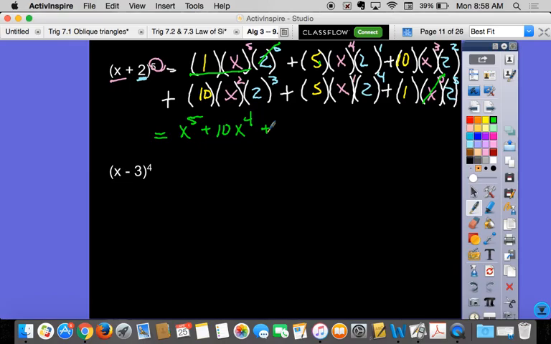All right, go to the next one. I have 10, but I have it times 2 to the 2nd. Well, 2 to the 2nd is 4. 4 times 10 is 40. And then you have to write down the x to the 3rd. So don't forget your variables in this.